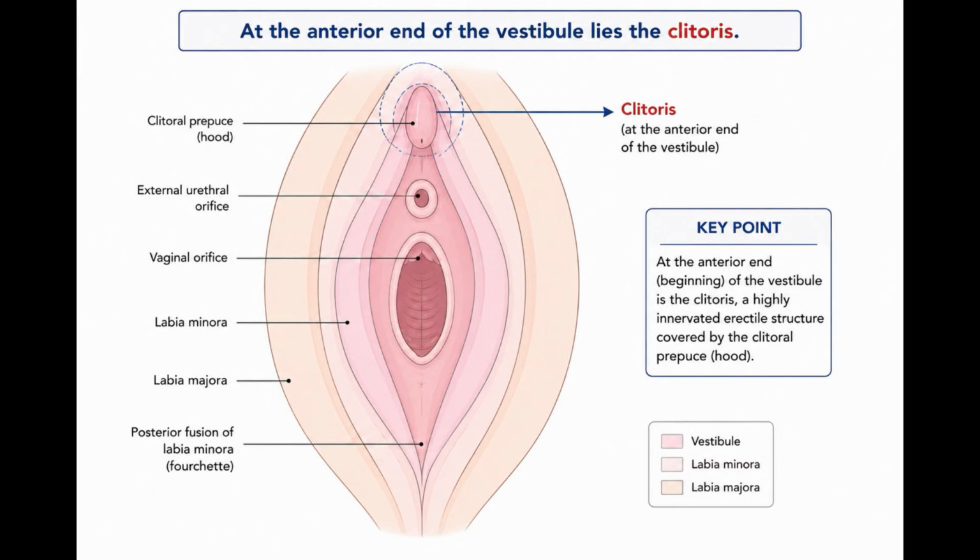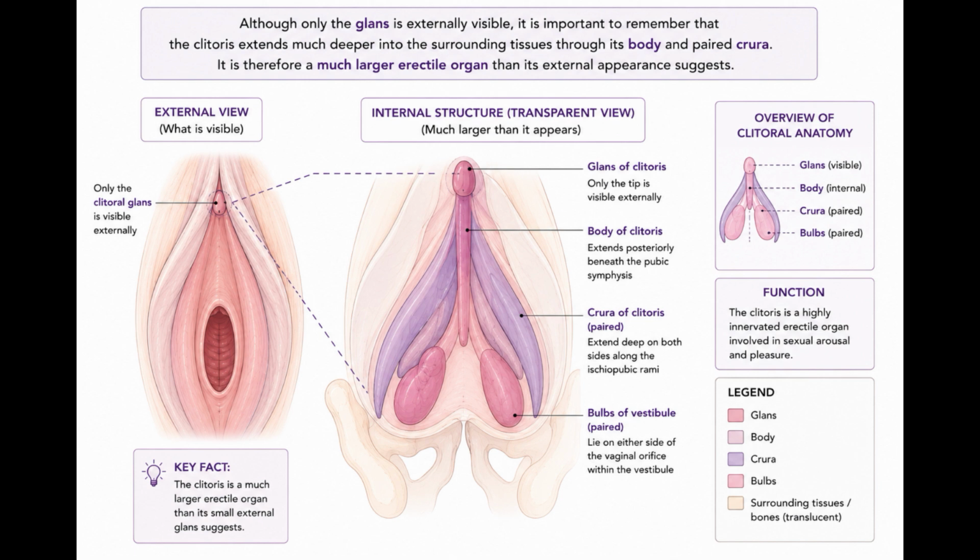At the anterior end of the vestibule lies the clitoris. Although only the glans is externally visible, it is important to remember that the clitoris extends much deeper into the surrounding tissues through its body and paired crura. It is therefore a much larger erectile organ than its external appearance suggests.